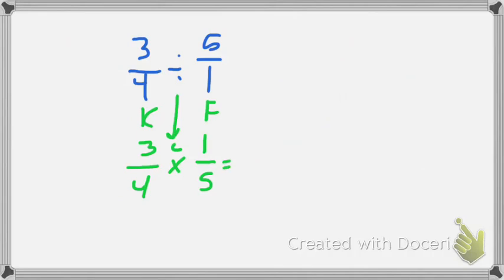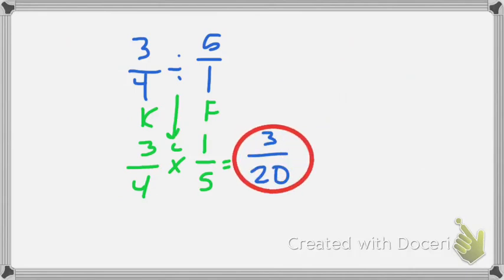3 times 1 is 3. 4 times 5 is 20. I do have to reduce it if possible, put it in its simplest form, but for this one I don't have to, so my answer is just going to be 3/20. So that is how we divide fractions with whole numbers.